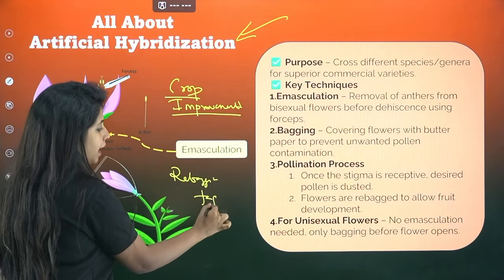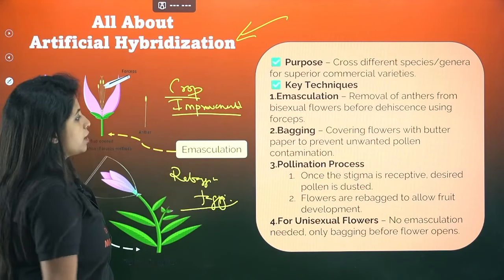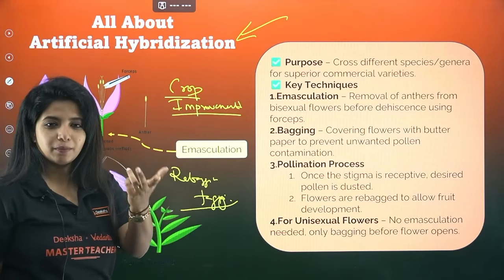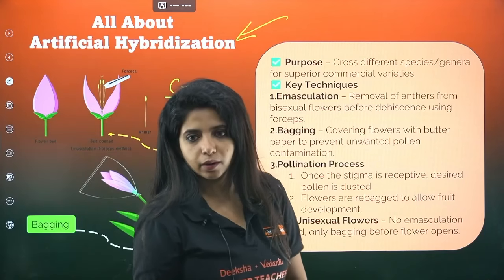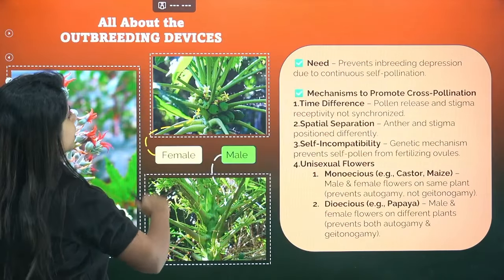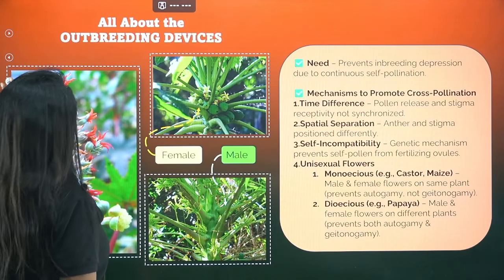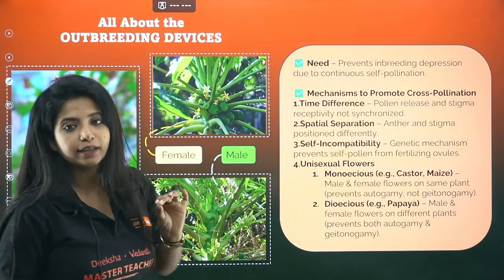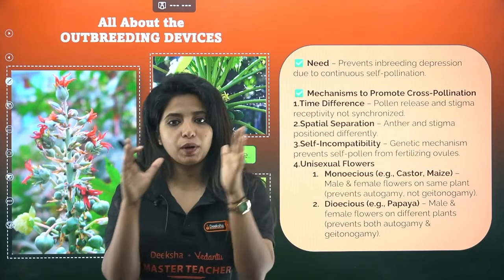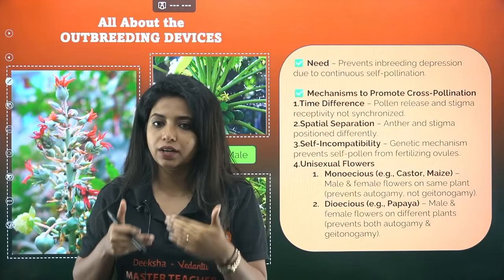Now if the flower is unisexual, you do not need to do emasculation. If the flower just has a female part, why do you need to cut the male part down? You do not need to do that. Okay, so that is artificial hybridization. Now the last topic of today is outbreeding devices. What do you mean by that? Generally we do not want the plants to do self-pollination, because the same features are going to get transferred.